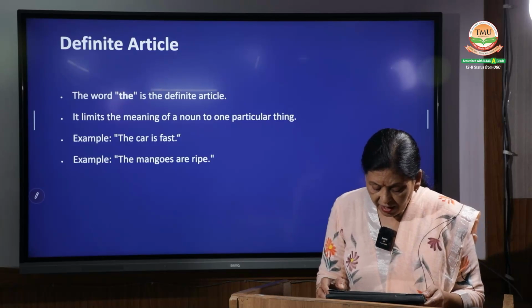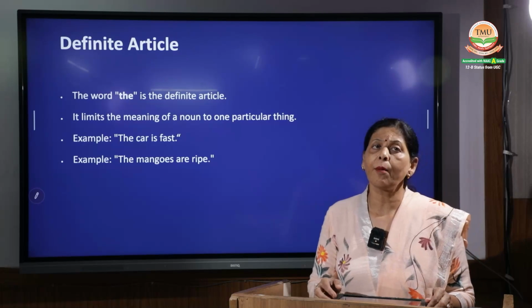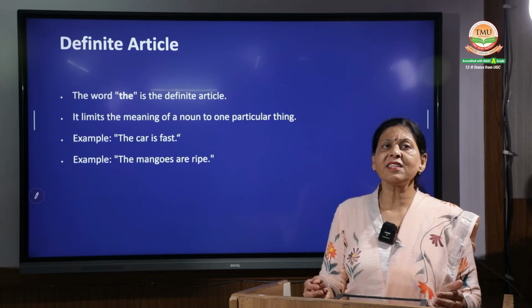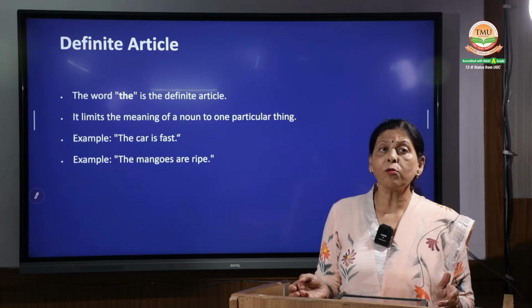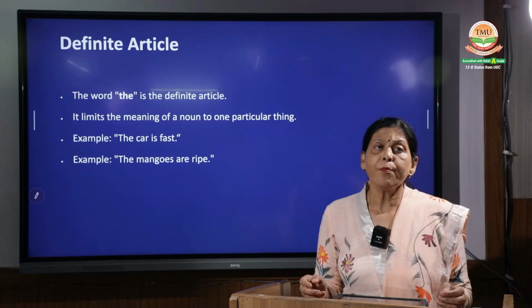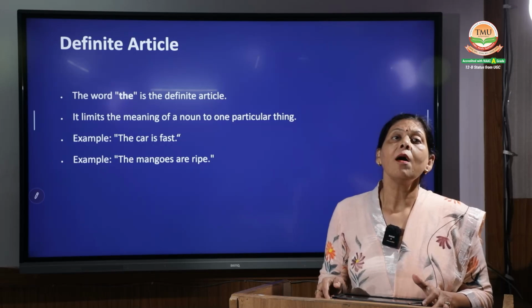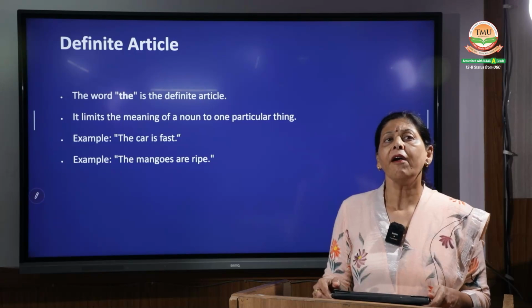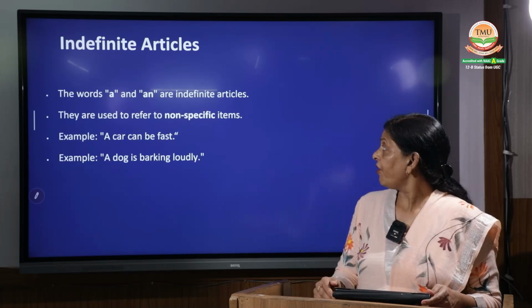The next is, the mangoes are ripe. Maybe one day before I brought some mangoes. I am saying I brought some mangoes, and then my next sentence is the mangoes are ripe. So which mangoes am I talking about? There might be other mangoes also in the fridge, or mangoes which other people have brought. But I brought mangoes and the mangoes are ripe. That means I am referring to those mangoes which I have brought. So I hope you have understood what definite articles are.